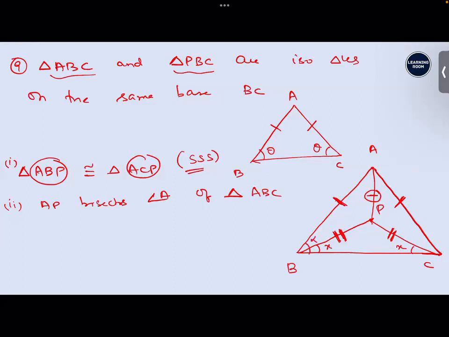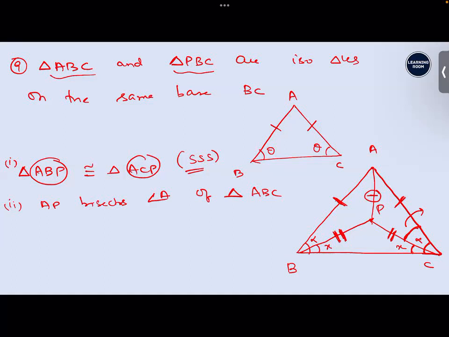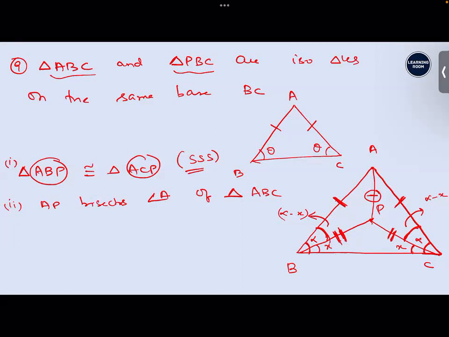So if this angle is alpha, then how much will this angle be? This total angle is alpha, out of which X is gone. Concentrate. This whole angle is alpha. This is X. Then how much is the remaining angle? Alpha minus X. So here also, I took this whole angle to be alpha. This is X. So you can say using SAS criteria also they are the same. It's up to you. Are you able to understand?